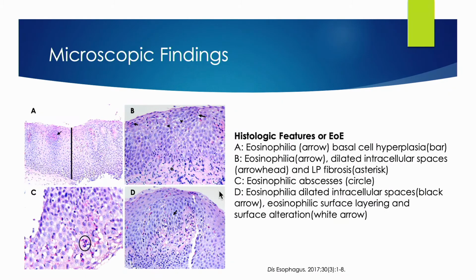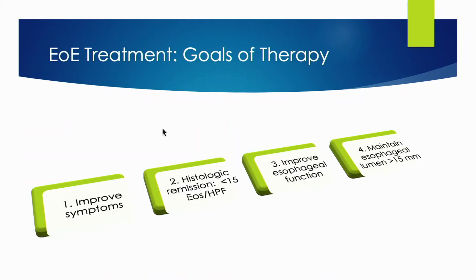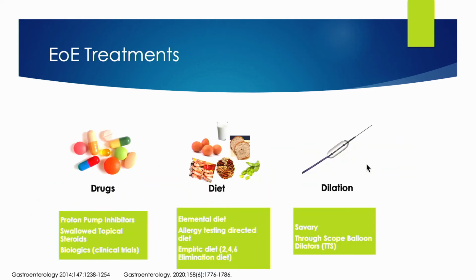Now, there has been a quantitative score that was designed for the purposes of following outcomes in clinical trials. It seems to be very responsive to treatment and correlates really well to response. However, we don't know where that's going to fit in clinical practice, but that is under investigation. So in terms of goals of treatment, our primary goal will be to improve symptoms, and this includes trying to induce a histologic remission, improving esophageal function, and maintaining the lumen patent.